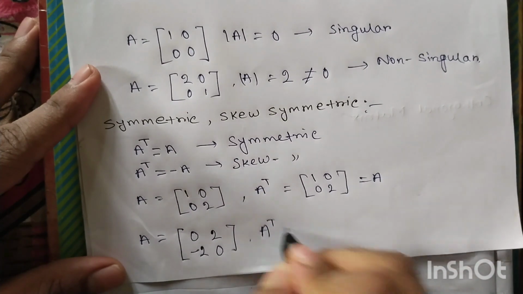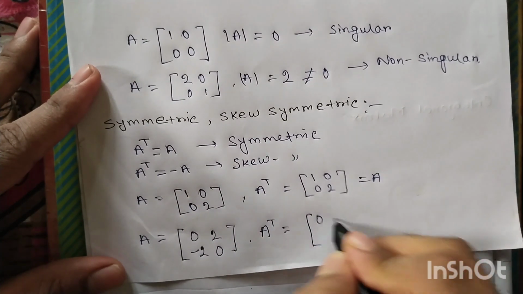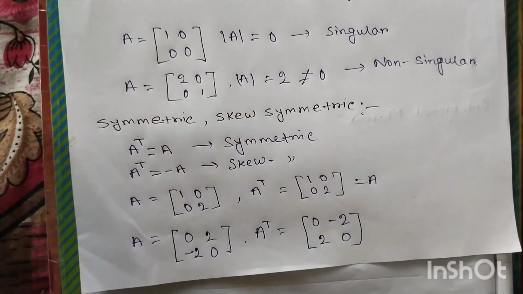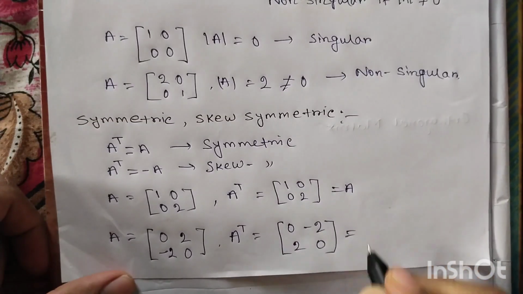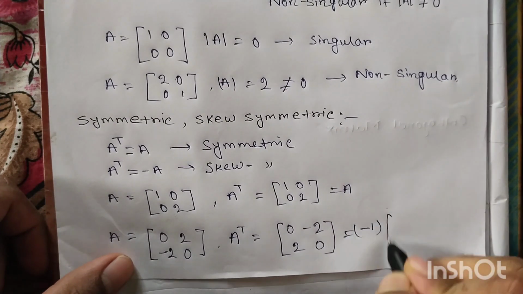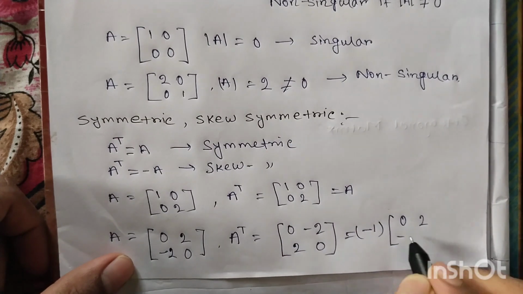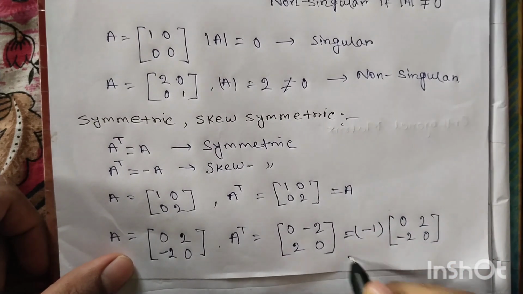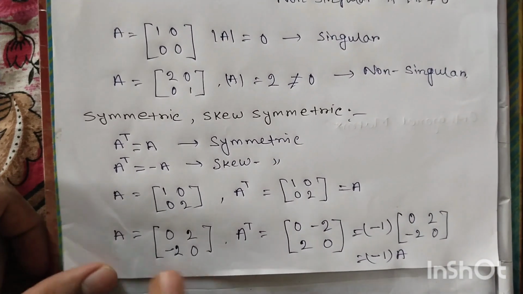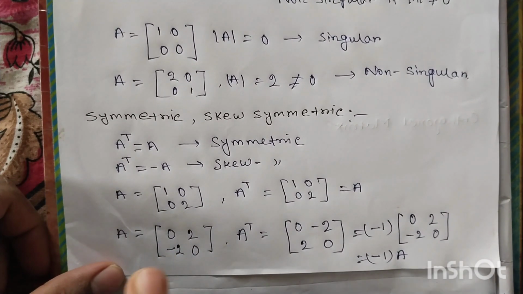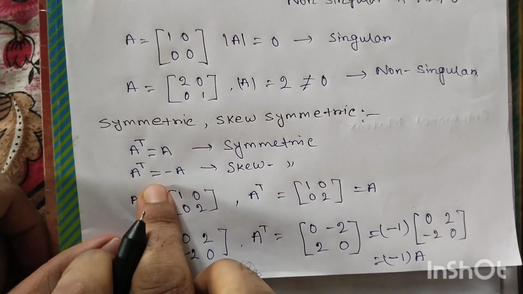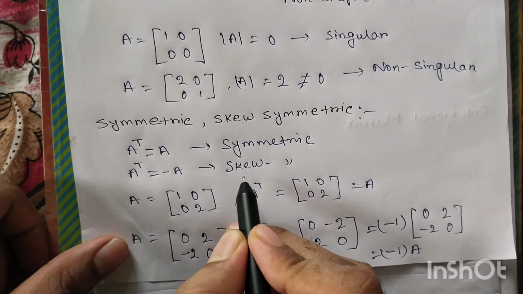okay, the transpose of A, 0 minus 2. Okay, take a negative common from this matrix. What will be the value? 0, 2 here, negative 2 here, 0. Okay, observe that this is equal to negative A, so this matrix is called skew symmetric matrix. Okay, so these are the two properties for symmetric matrix and skew symmetric matrix.